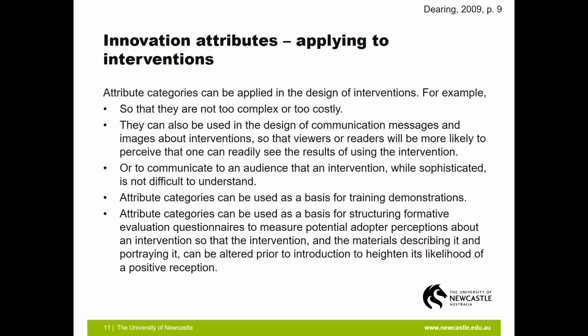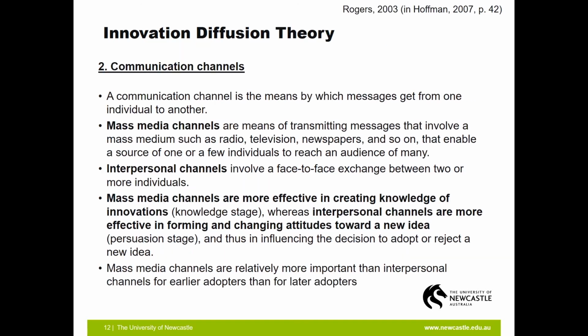So really, all those different attribute categories, you can shape some messages around them to target to your audience, to make clear what those innovation attributes are for your particular innovation, and then helping reduce the uncertainty for your end users, giving them information around all of those different attributes.